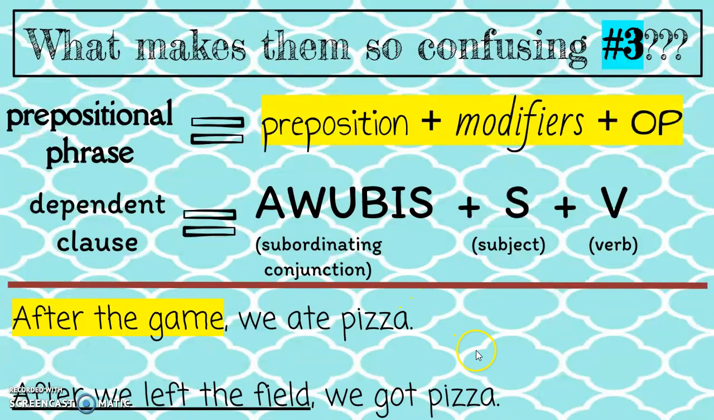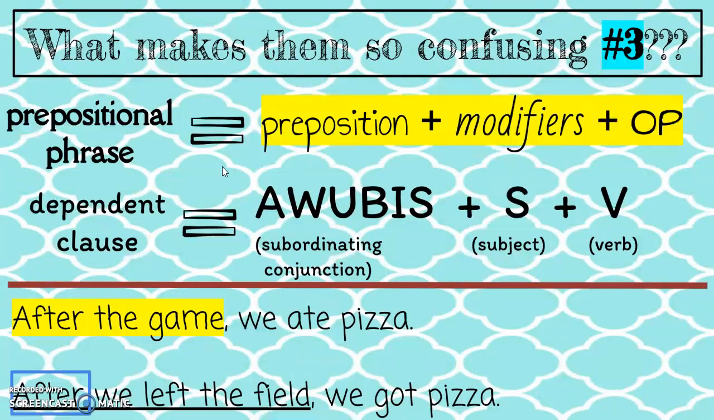Very similar sentence here. After we left the field, we got pizza. Again, same main clause here, but let's get rid of that. "After" is at the beginning. I could end that phrase here with "after we," but again, that phrasing doesn't make sense. To make some meaning out of this, it has to go all the way to "field." After we left the field.